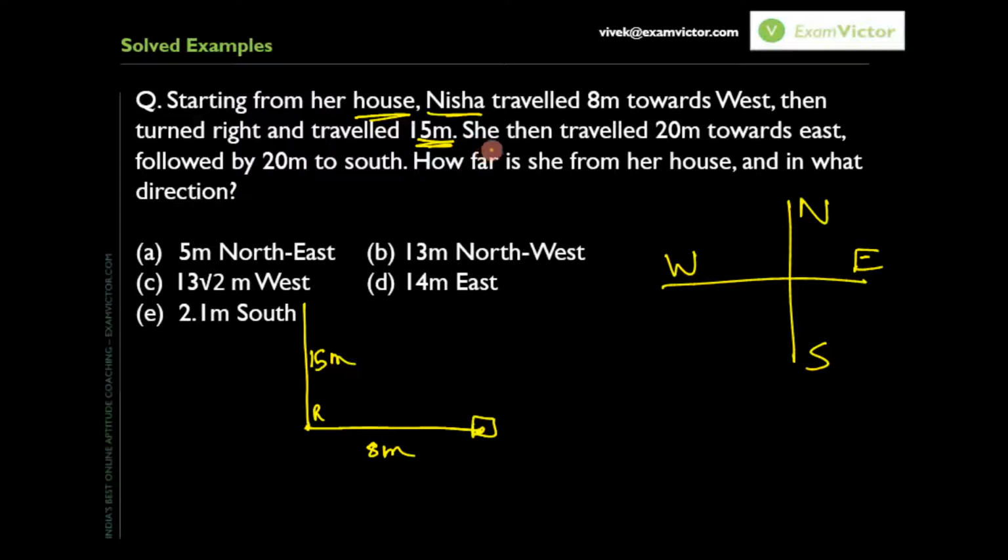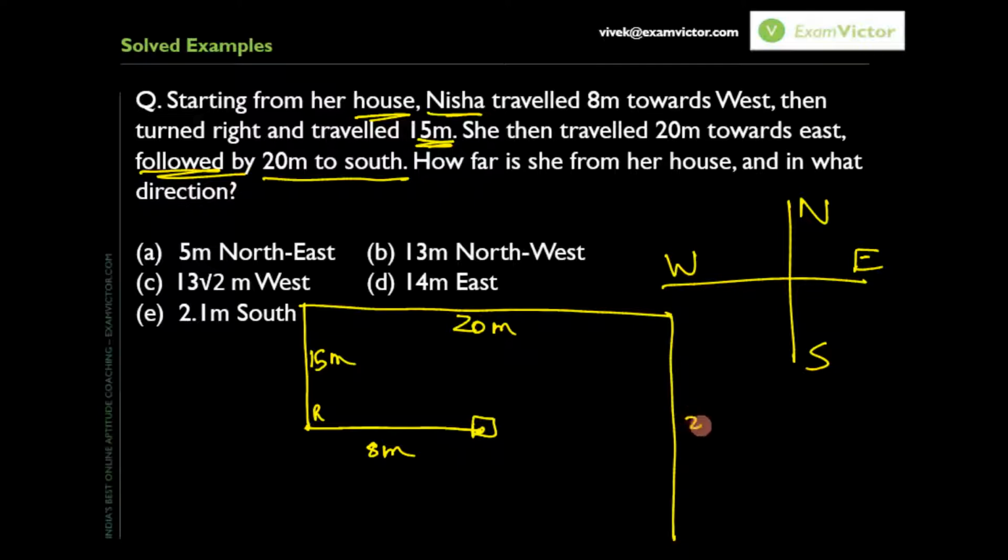Then the next thing that is happening is she then traveled 20 meters towards east. So she has come west, then north, now she's going east, so back in this direction. And this is 20 meters in the east direction, and then finally followed by 20 meters to the south. So from this point another 20 meters in the south direction. So this is her whole path.